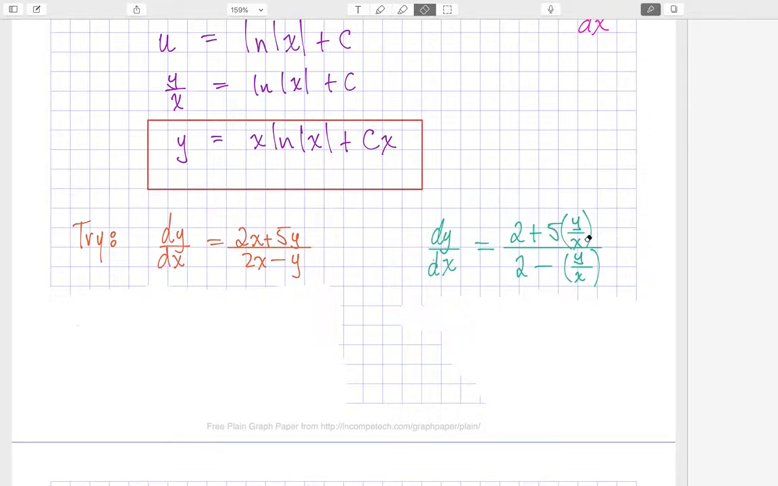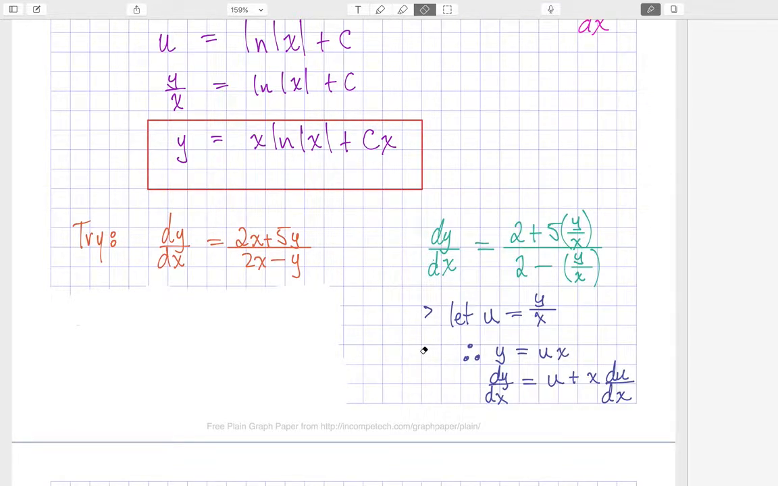When you do that, once again, we're going to use that same replacement of u being y over x. And so in doing so, y is ux, and we have that same dy by dx equaling u plus x du by dx.